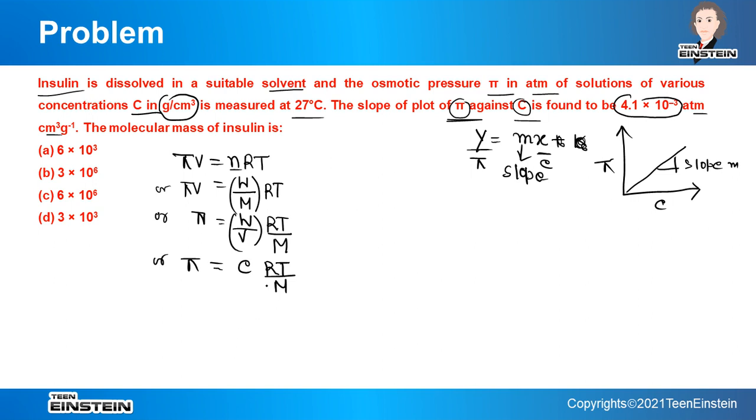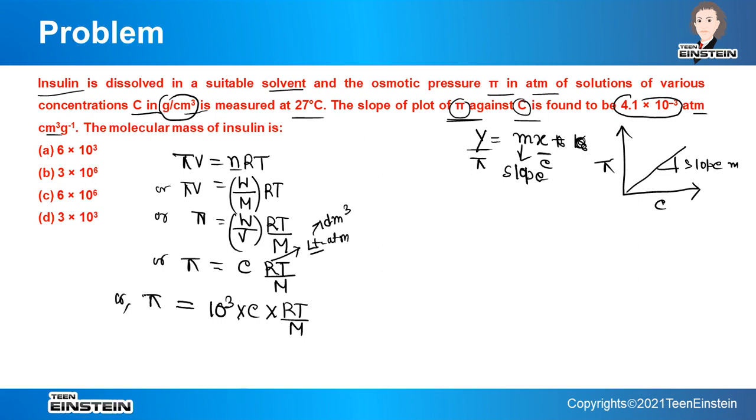Fine. Now the next important thing is that R will be used in liter atmosphere per Kelvin per mole unit. When it is liter, that means it is dm cube, decimeter cube, but here C is given in centimeter cube, so we have to convert it to decimeter cube. If C is the concentration in gram per centimeter cube, then per decimeter cube obviously the value will be 1000 times higher. So that is why the equation will change to 10 to the power 3 multiplied by C, then RT by M.